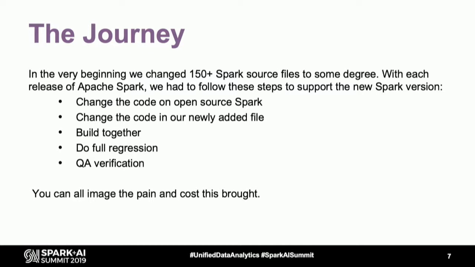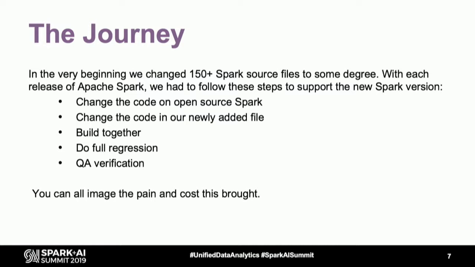So what does it mean when we started to change all the Spark code? In the very beginning, when we started to do all these new features, adding a new cluster manager, we started changing 150-plus Spark source files to some degree. Some were really small, some were really big. Some were just, oh, we need to use this class now instead of another class. So instead of casting it from one class, we changed the casting to another. The logic didn't really change, but we still had to make changes to those source files.